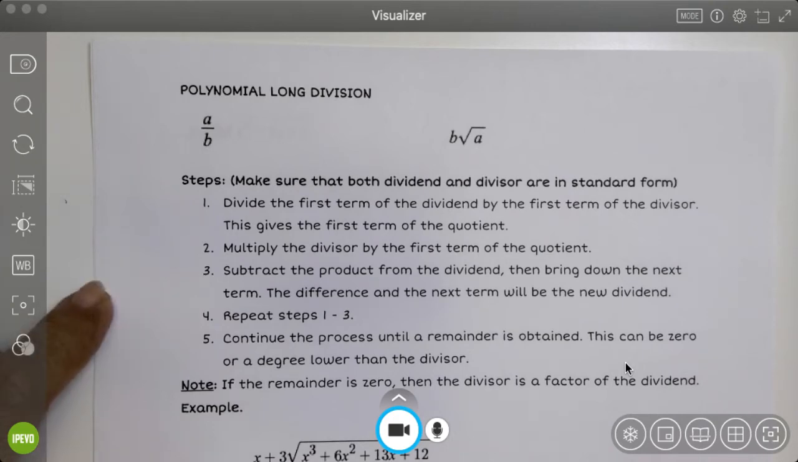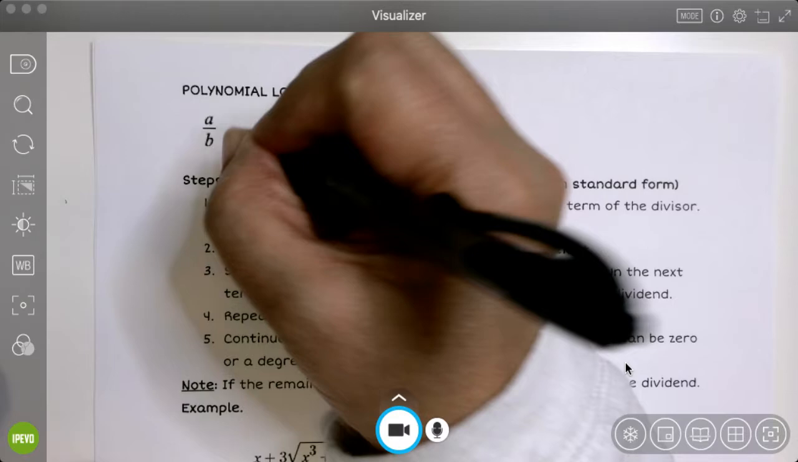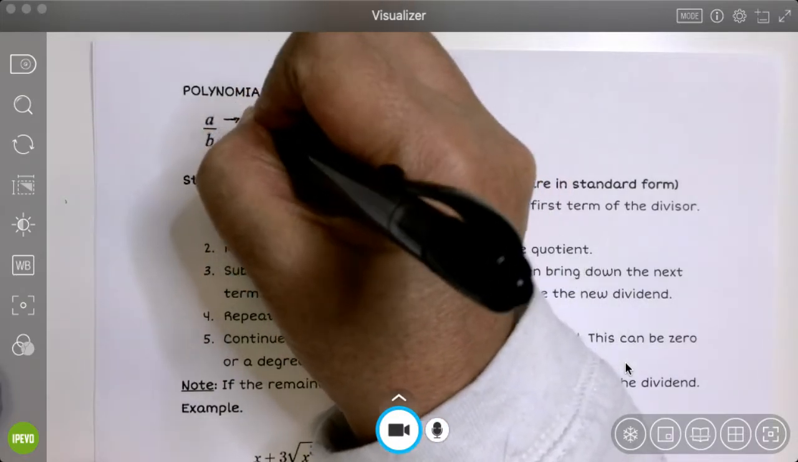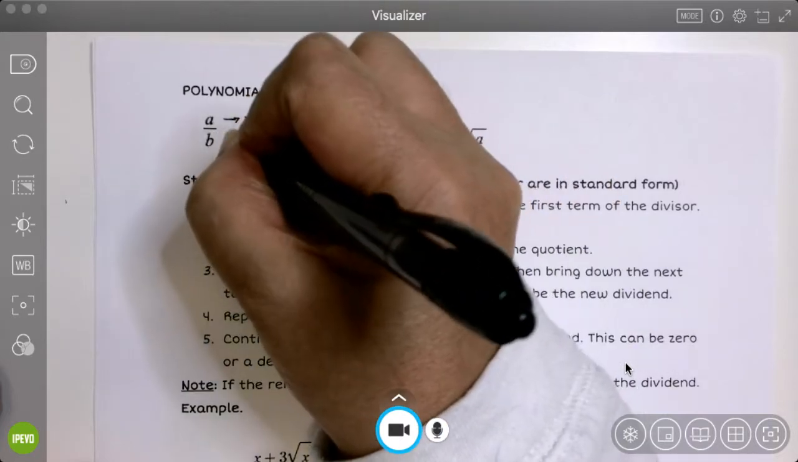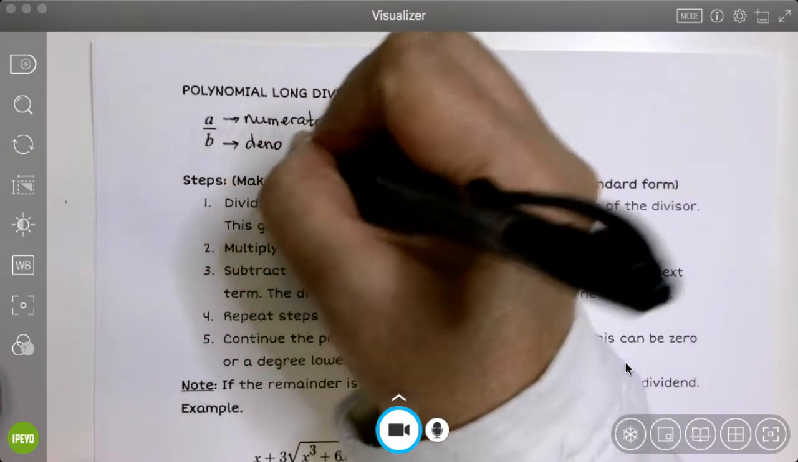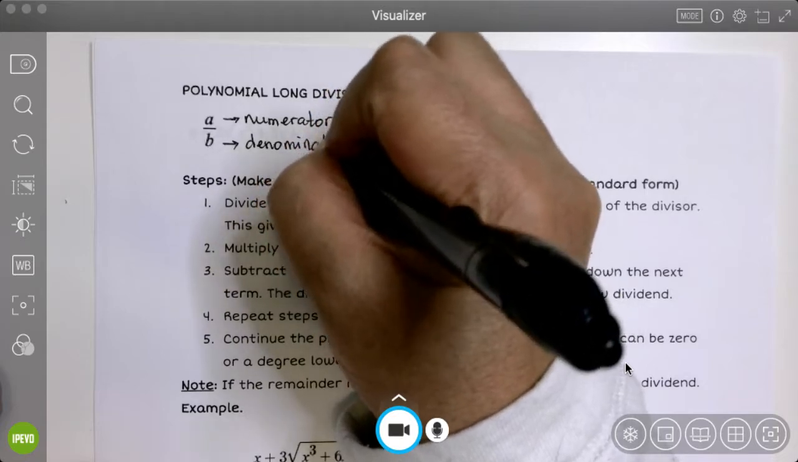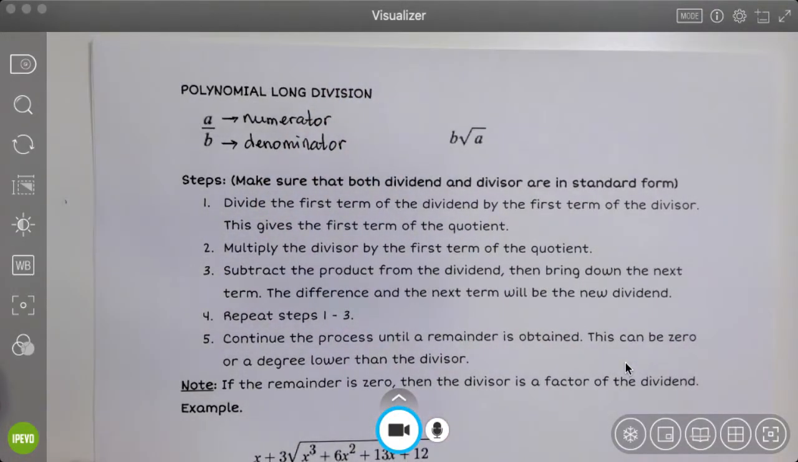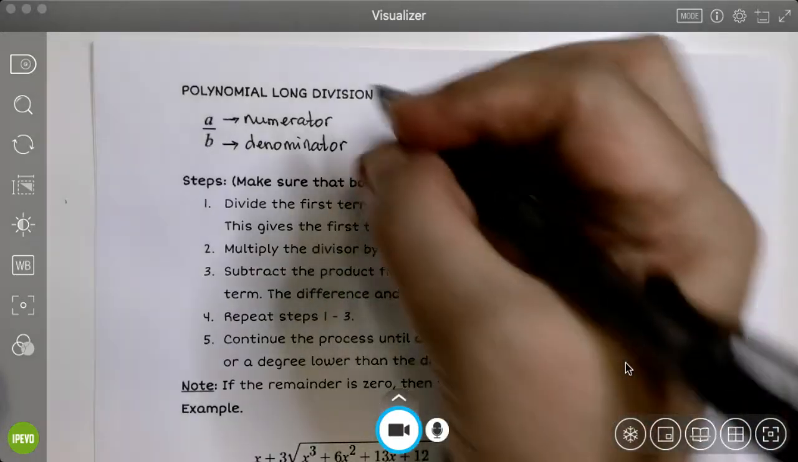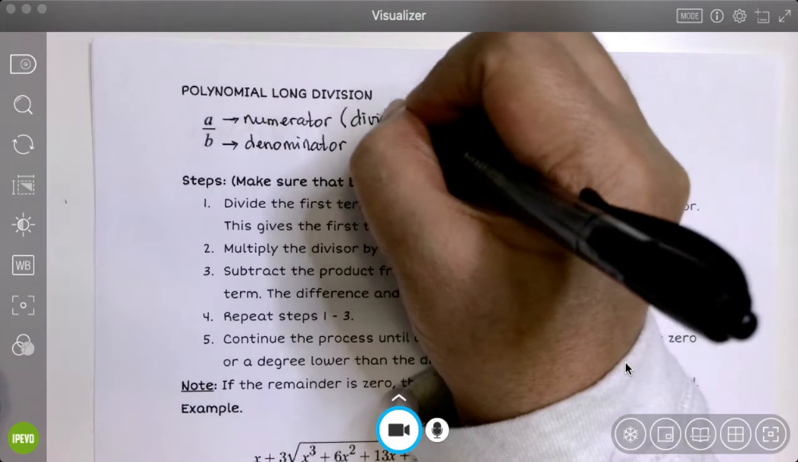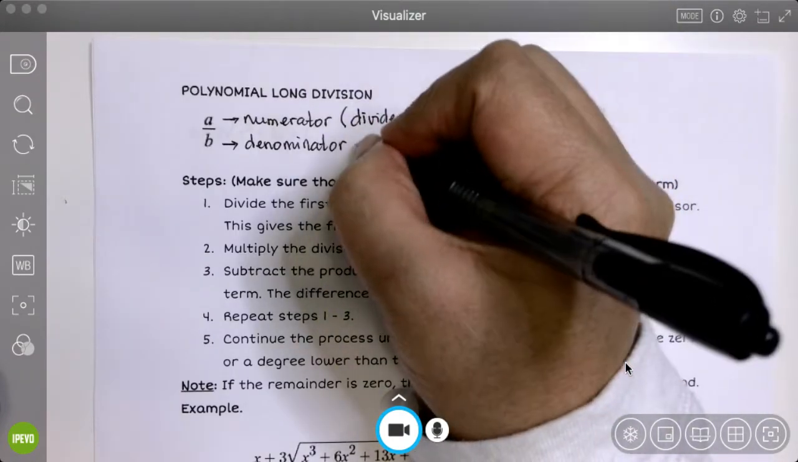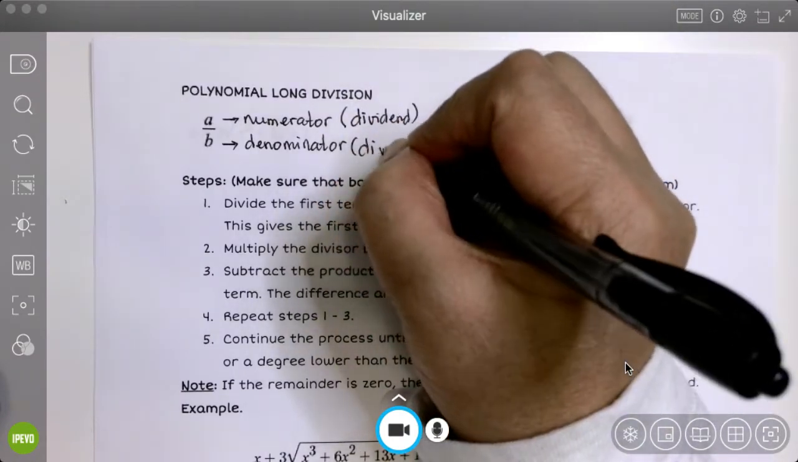If you have the fraction a over b, a is called the numerator of the fraction, and b is the denominator of the fraction. Or otherwise, since a fraction is also a division, then a, the numerator, is the dividend, and the denominator is the divisor.